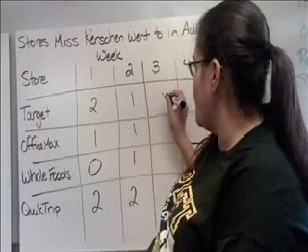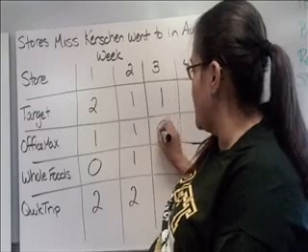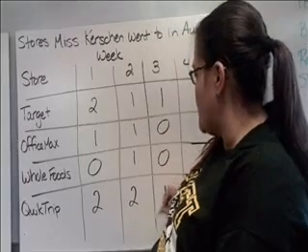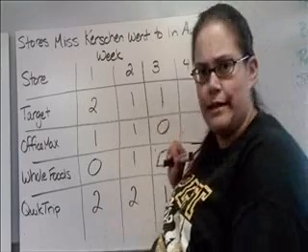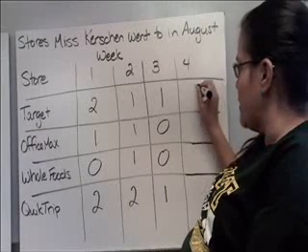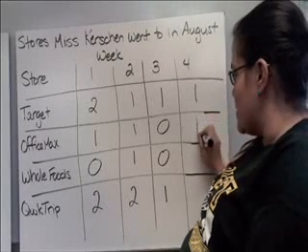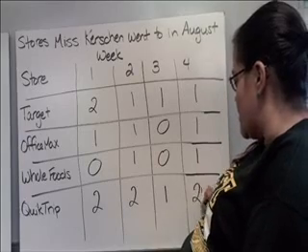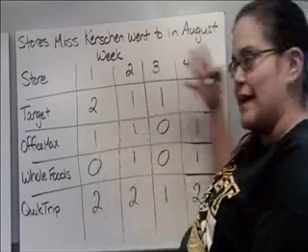During week 3, I went to Target once. I didn't go to OfficeMax. I didn't go to Whole Foods. I went to Quick Trip once. Because I was pretty busy that week, I didn't go shopping. And then week 4, I went to Target once. I went to OfficeMax once. I went to Whole Foods once. And I went to Quick Trip twice. So this is my data table.